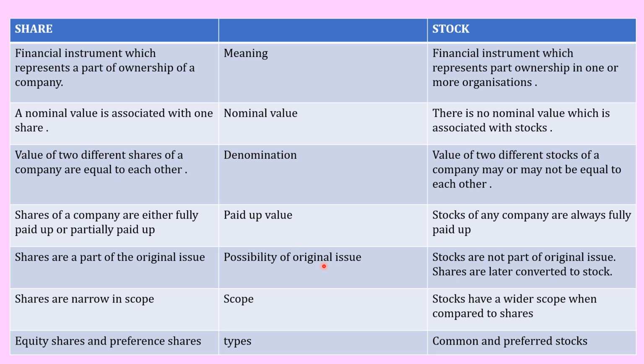Possibility of original issue: shares are a part of the original issue and stocks are not a part of the original issue. Fully paid up shares are later converted into stock. When we talk of scope, shares are narrower in scope and stocks have a wider scope. Types: equity shares and preference shares usually, and stocks are of two types, common stocks and preferred stocks. They can be mid value, large cap value, like this you can subcategorize it.